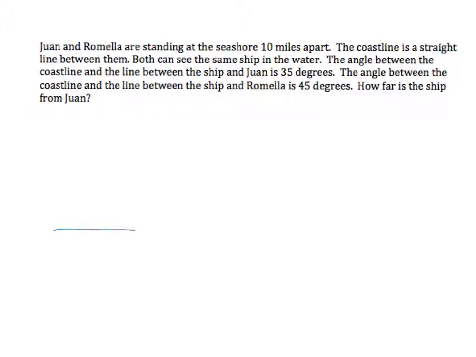Oh, let's make it blue since it's water. And we'll put them both on there. Here's where Juan is, and here's where Romella is, and they're 10 miles apart. It says the coastline is a straight line between them. Both can see the same ship in the water. So there's a boat like out here in the water, and they can both see it.